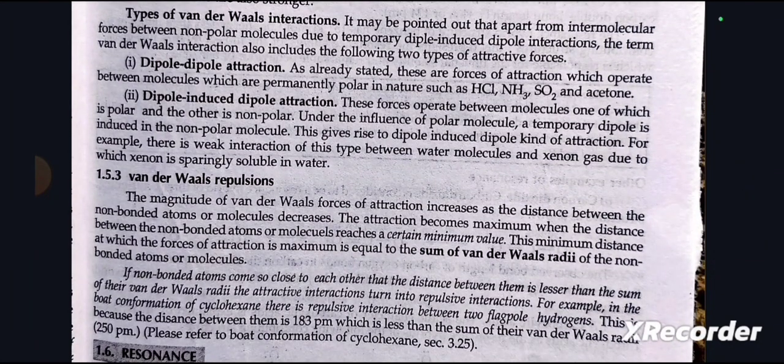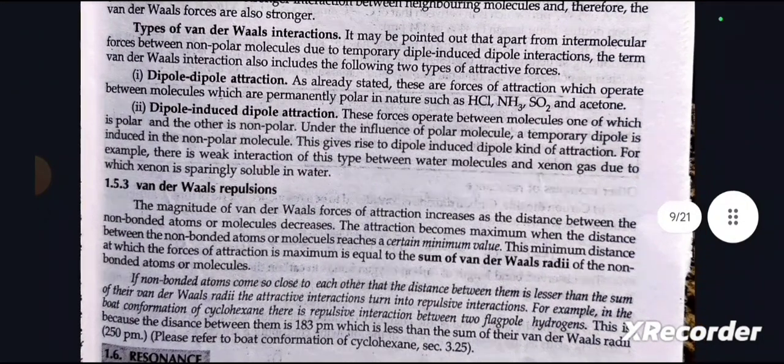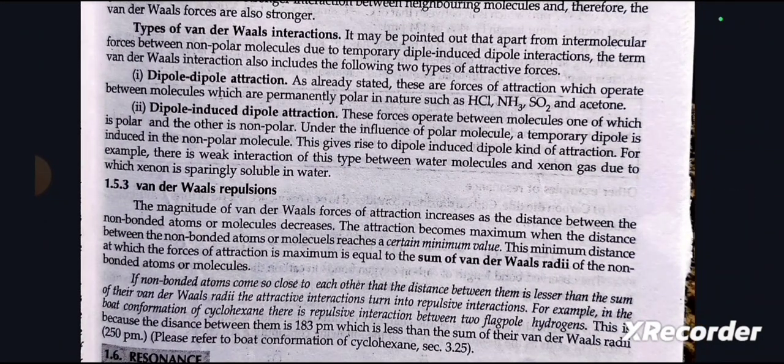Types of van der Waals interactions. It may be pointed out that apart from intermolecular forces between non-polar molecules due to temporary dipole-induced dipole interaction, the term van der Waals interaction also includes the following two types of attractive forces. First, dipole-dipole attraction.